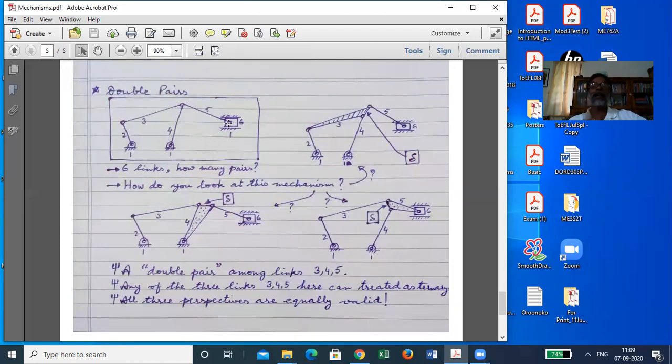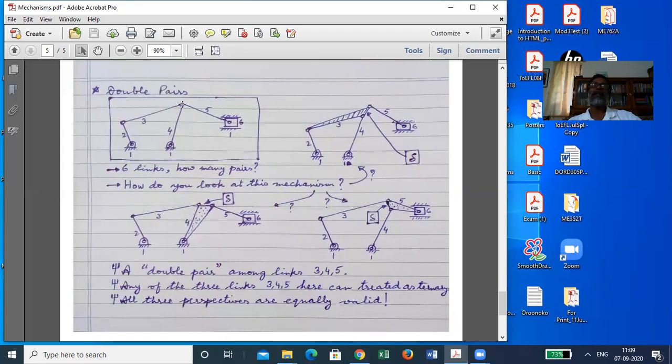How many pairs does it have? Okay. You can see 1 between 1 and 2, 2 between 2 and 3, and then 3 between 1 and 4, then 1 and 6. Okay. So 1, 2, 3, 4, then between 5 and 6, 5. What about this?